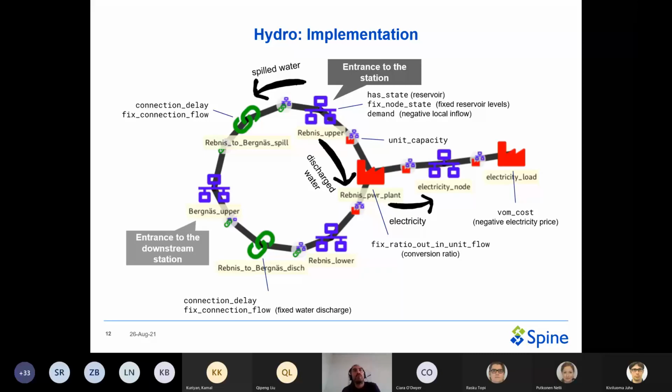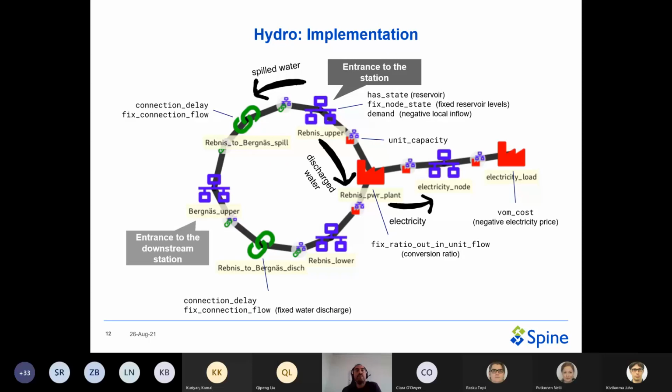So water can follow two paths from this node into the next station. Water can be spilled, that's one of the options, and it goes through this connection into the next node. Or water can also be discharged, and it goes through the power plant into a lower node and then to the next station. So obviously, when it goes through the power plant, it produces electricity, and that electricity is sent to an electricity node, and from the electricity node, it's withdrawn by an electricity load that has a cost that corresponds to the negative electricity price. And that's how we make money, basically.